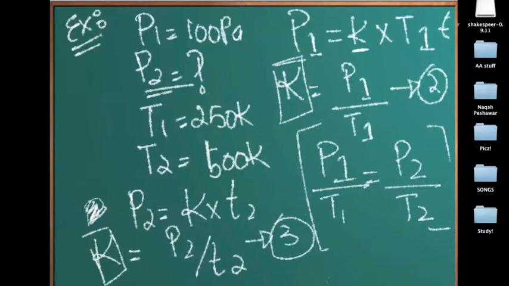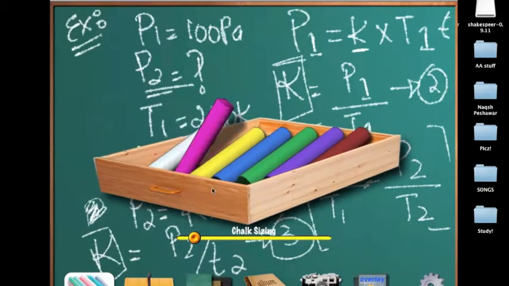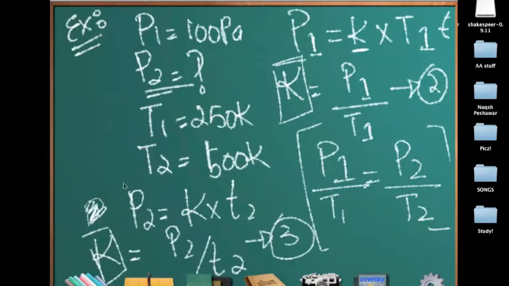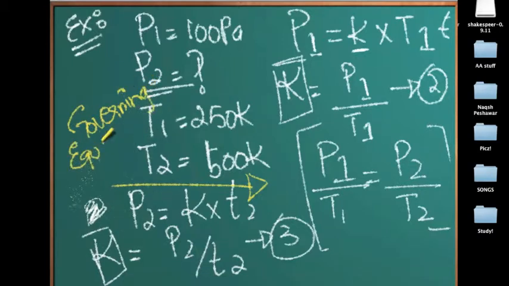This is your governing law, or let's say governing equation of this law. Whenever you know the initial pressure and the initial temperature, and one of the values in the second situation, you can find out the second parameter. If you know the second pressure, you can find out the second temperature. If you know the second temperature, you can find out the second pressure.